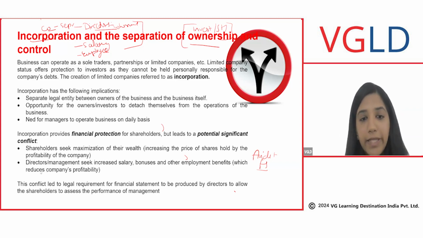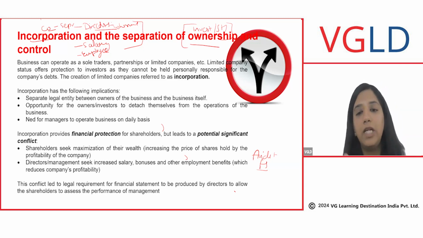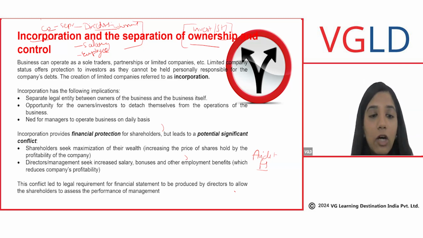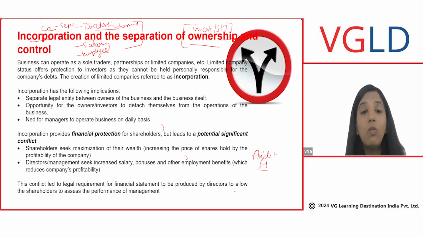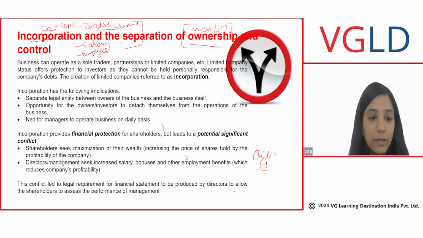The creation of limited companies is referred to as incorporation. So when you incorporate your company, when you switch from, say, partnership or a trader to a company, when you get yourself registered, you get an incorporation certificate. So that's what incorporation is all about. Incorporation has the following implications. Now what happens when you get incorporated?